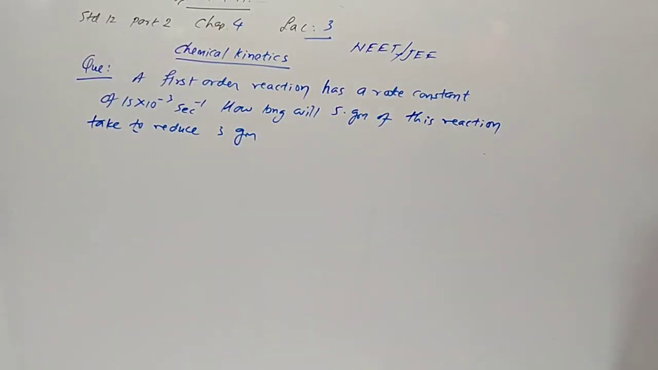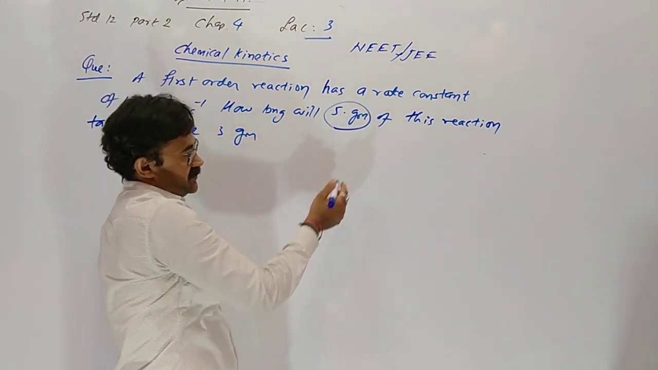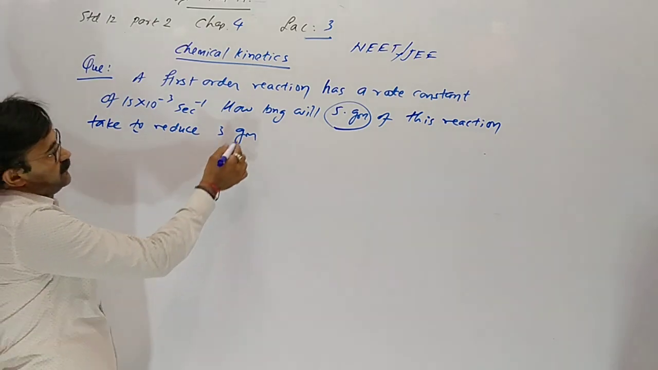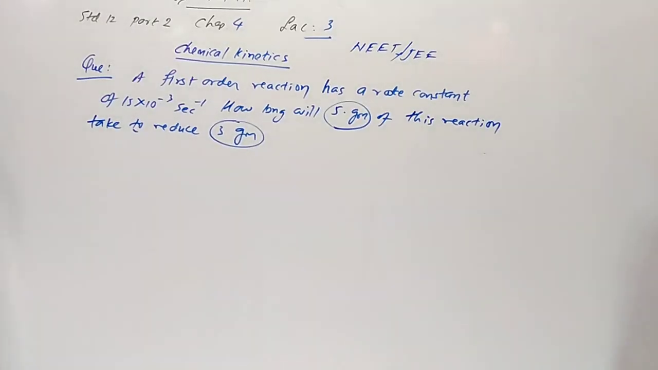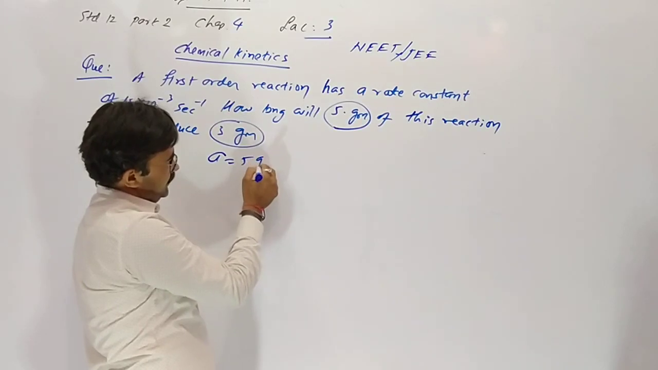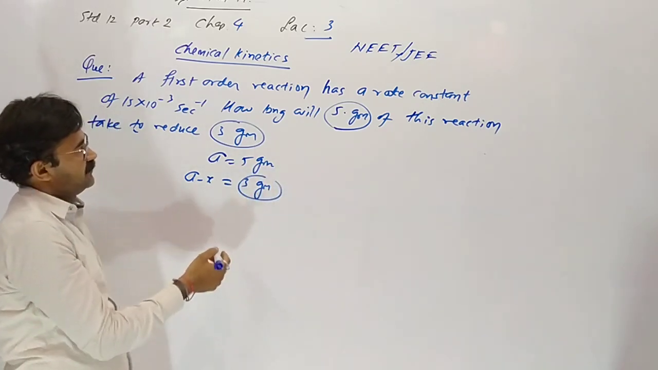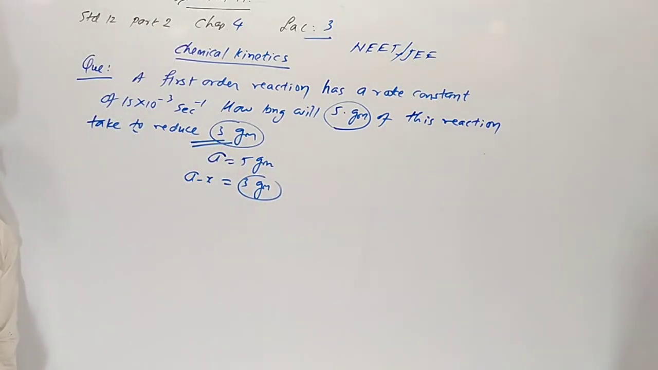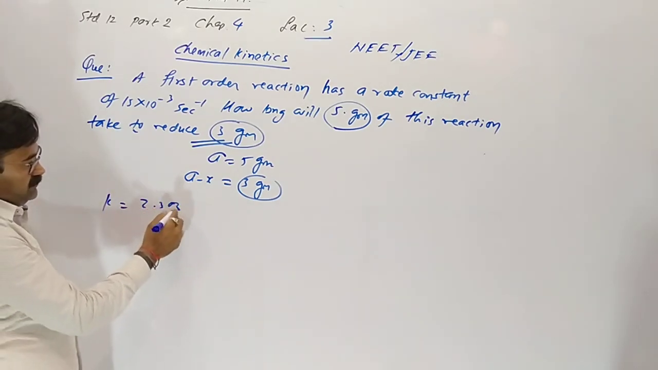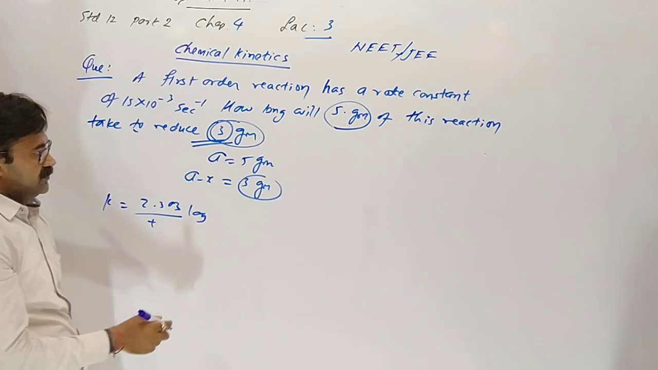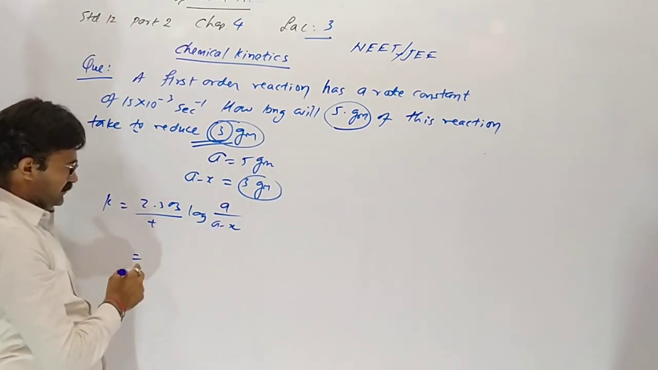Means 5 gram reactant. Here our substance is in solid state, so gram is our concentration. Initial concentration is 5 gram and final is 3 gram. So our final concentration is given. Initial is 5 gram, final is a minus x. Directly, don't subtract. Reduced to 3 gram, so final. So K equals 2.303 upon t, log a upon a minus x.